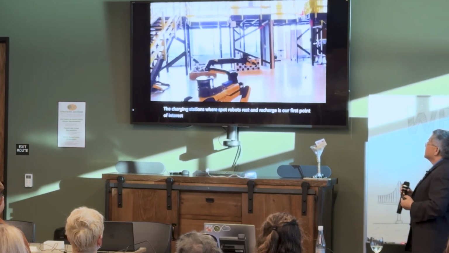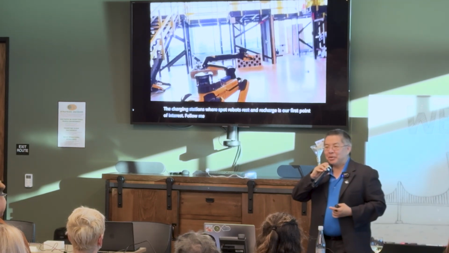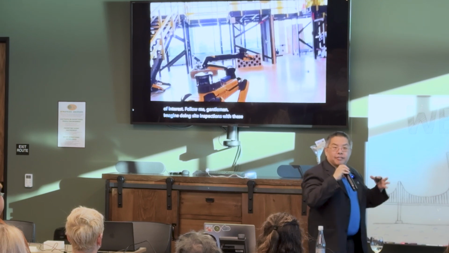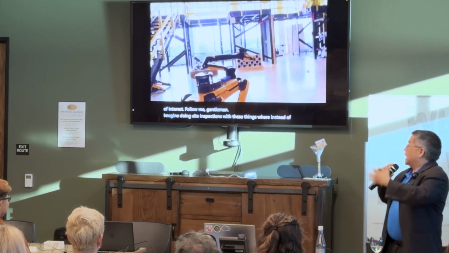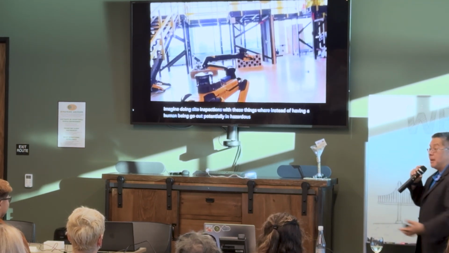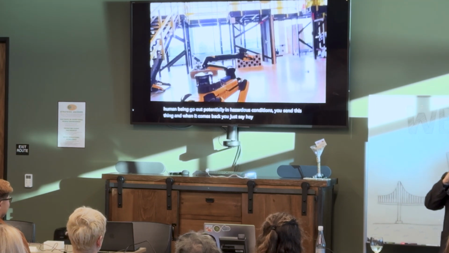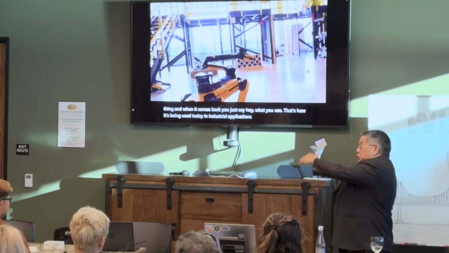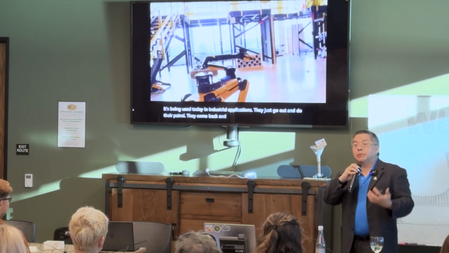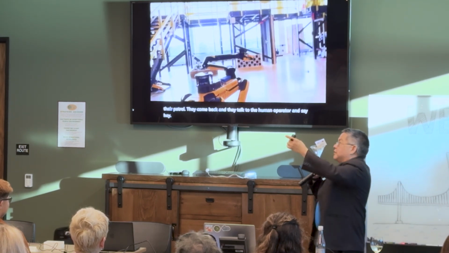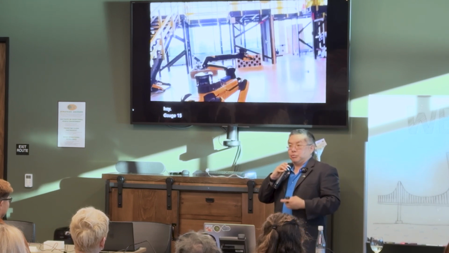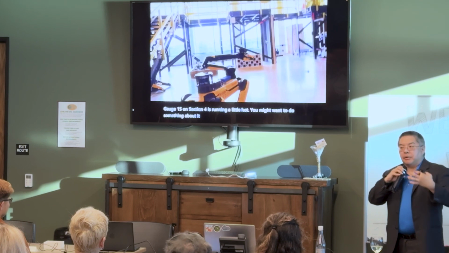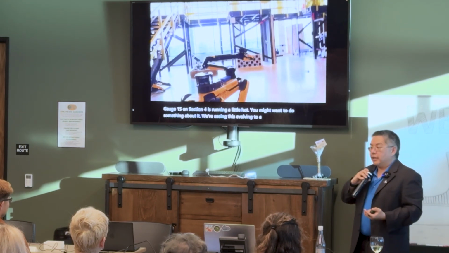Follow me, gentlemen. I like the hat, the little hat they put on him. Imagine doing site inspections with these things, where instead of having a human being go out potentially in hazardous conditions, you send this thing, and when it comes back, you just say, hey, what'd you see? Right? That's how it's being used today in industrial applications. They just go out and do their patrol, they come back and they talk to the human operator and say, hey, gauge 15 on section 4 is running a little hot, you might want to do something about it. We're seeing this evolving to a point where we have human-like automation.